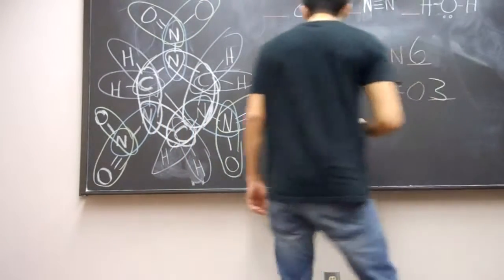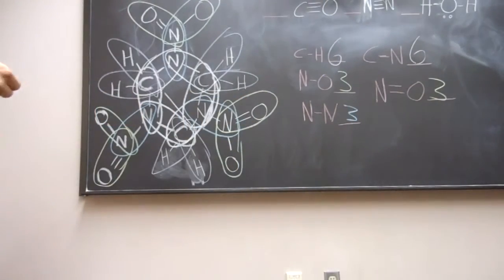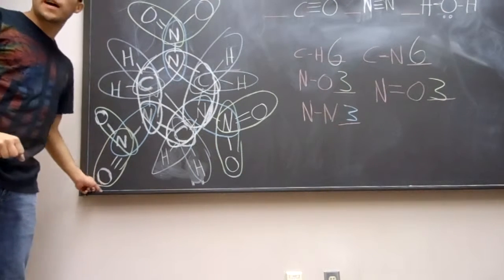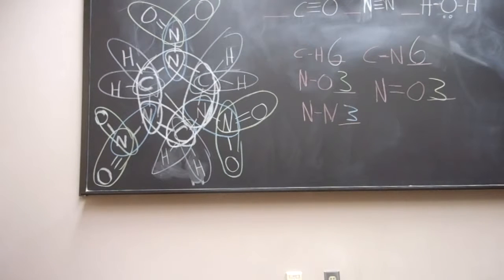So we have 6 carbon to hydrogen bonds, 3 nitrogen to oxygen bonds, 3 nitrogen to nitrogen bonds, 6 nitrogen to carbon bonds, and 3 double bonds between nitrogen and oxygen. So now let's say we have 1 gram of C4, and we want to know how many kilojoules per mole result from that decomposition of 1 gram of C4. So first of all, let's find its enthalpy per mole.